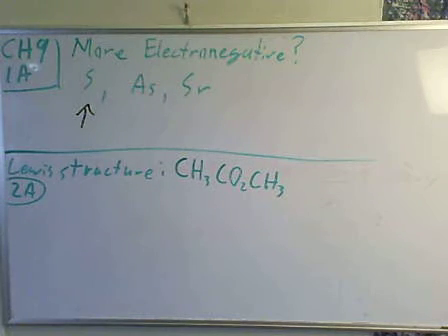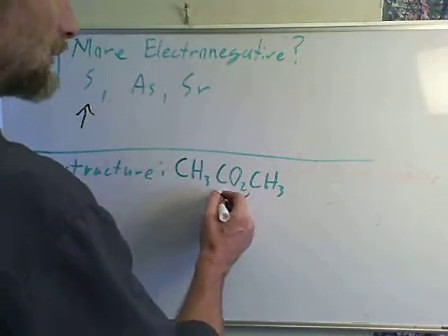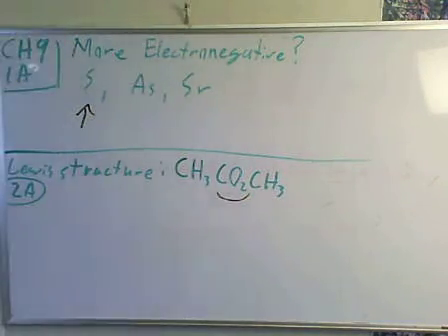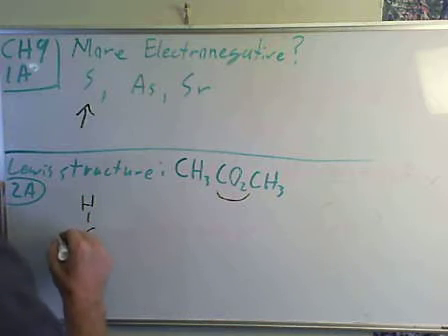Lewis structures: CH3, CO2, CH3. Organic compounds love to form chains with carbons, and they can include oxygen and nitrogen in those chains. Now, this little structure will take a little bit of practice to get used to. CH3 is obviously going to be C, carbon, with 3 hydrogens on it.